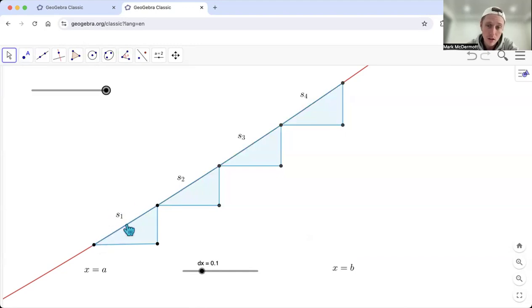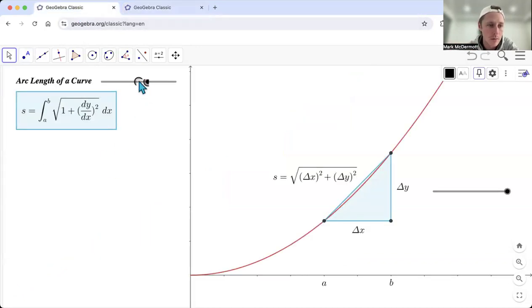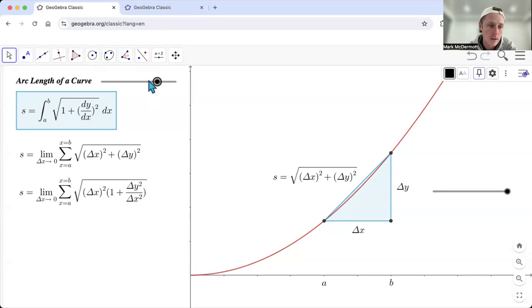And if these were really, really small, it'd be better and better. I think you get the idea. So we could call this first triangle S sub 1, S sub 2, S sub 3, S sub 4. You sum all of them together, and then it'll tell you the length of the red line between A and B. So if we were to put some mathematical notation around that concept, we'd say that S equals the limit as delta x approaches 0 of the sum of the square root of delta x squared plus delta y squared, from A to B. So you just take really small triangles and add up all the hypotenuses of those triangles.